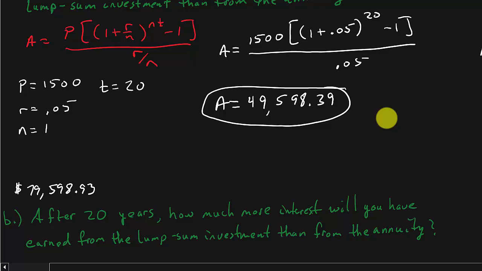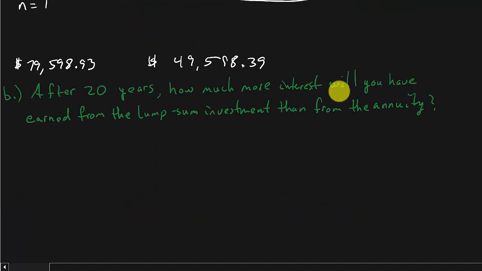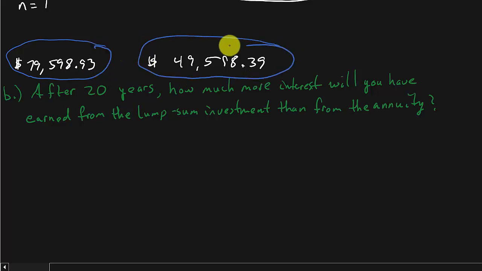It says in part B, and let's write this down, that's 49,598.39. After 20 years, how much more interest will you have earned from the lump sum investment than from the annuity? How much more interest? Well, to do that, we've got to figure out how much interest we earn from this and how much interest we earn from this, and then subtract those two.